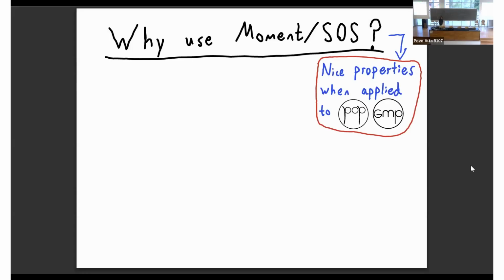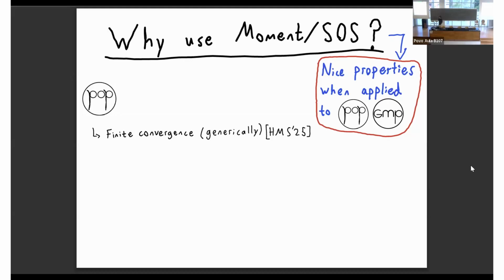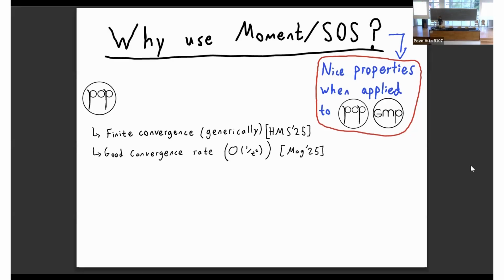So I argue that there are some nice properties to be had when you apply them to the problems that we looked at before. For the polynomial side, we have generically finite convergence. This means that on the spheres, for a generic multi-homogeneous polynomial, this will not just be asymptotic, but it will converge finitely. There's a strong convergence rate where this T is the index of the hierarchy.